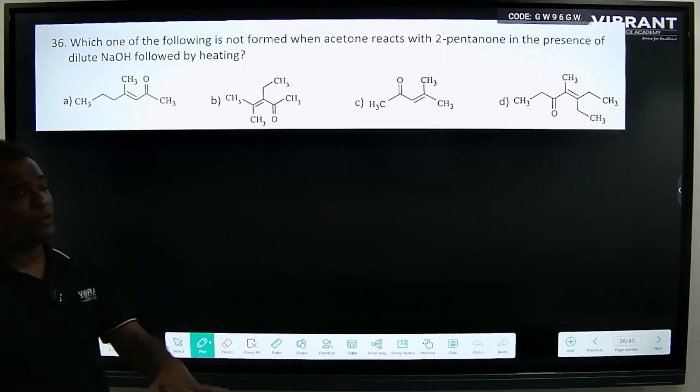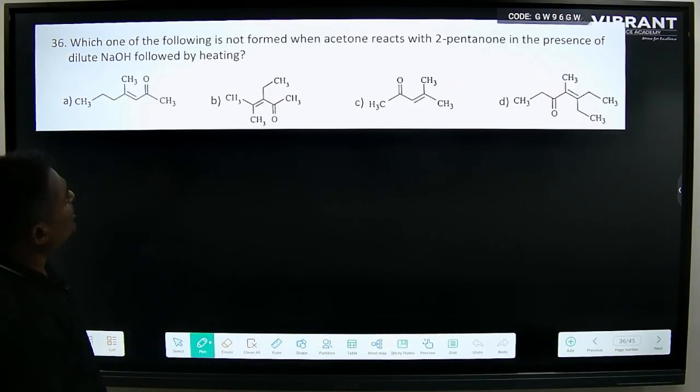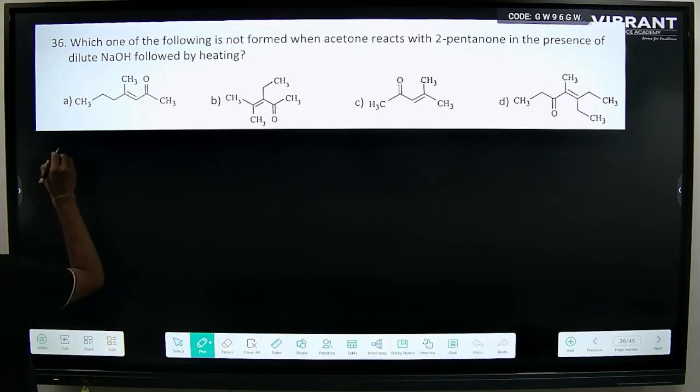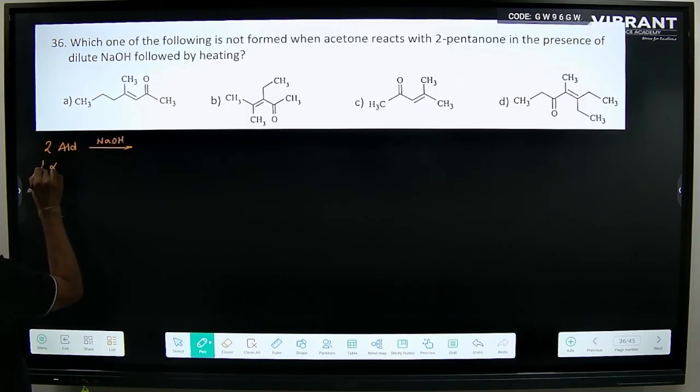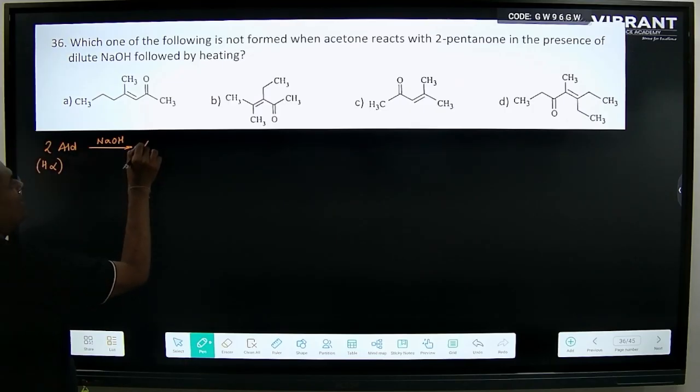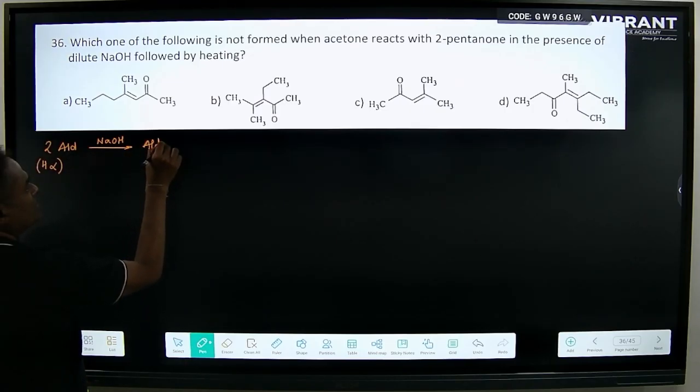Now, this is a very good question, child. Which one of the following is not formed when acetone reacts with 2-pentanone in presence of dilute NaOH followed by heating? Now, see, if you remember, two carbonyl compounds are treated with NaOH, which contain alpha H. That means it's an aldol reaction, correct?